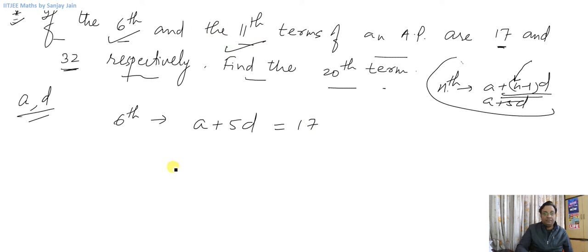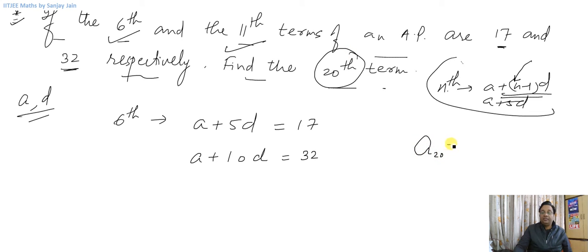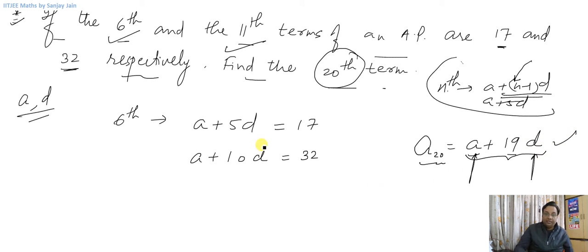And what about 11th term? It is A plus 10D and it is given equal to 32, and we need to find its 20th term, that is A plus 19D. So to find 20th term, I just need A and D, and I'll put value of A and D in A plus 19D and obtain the answer, right? And what is the given information? First equation is this, second is this one, right? Because it was given that 6th term is 17, 11th term is 32. Now using these two equations, I can easily find A and D.